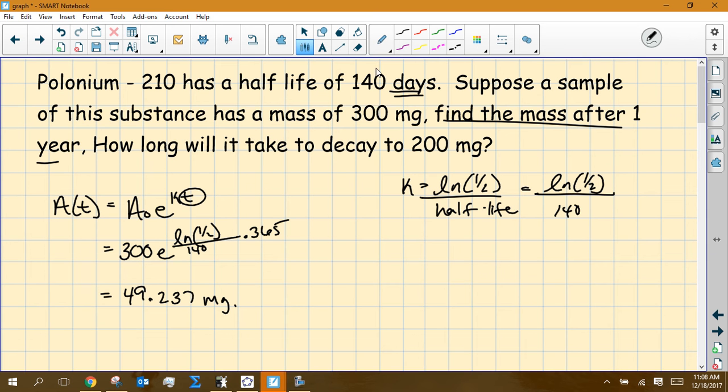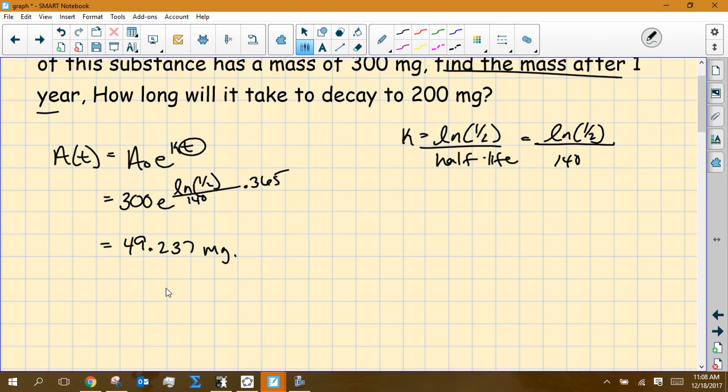And then a little bit more of that, okay, even left at 75, go through a couple more days, you can kind of visualize that you'd get down to about 50 milligrams eventually after about 2.5 iterations of half-lives. The next question says, how long will it take to decay to 200 milligrams?